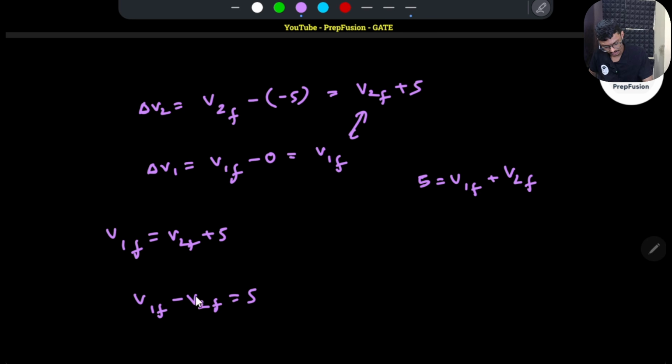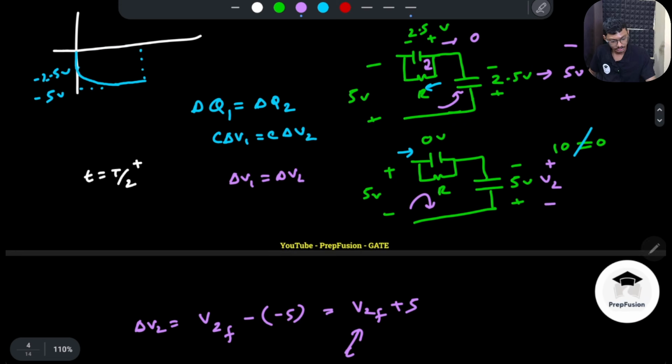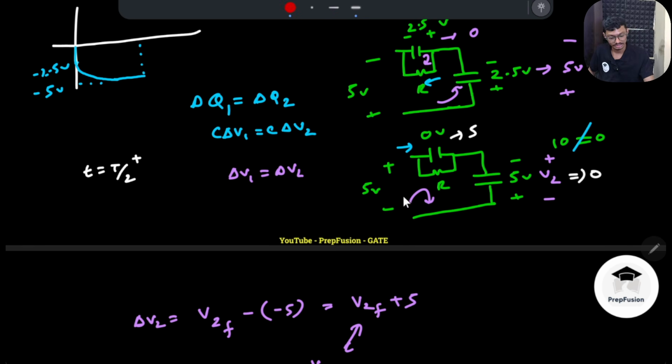Now I can add these two equations. If I add these two equations, I get 2V1F equals 10. So V1F becomes 5 and V2F becomes 0. So this output voltage at t equals 0 plus will become 0, and this will become 5. This will be instantly charged to 5, and it makes sense because the same impulse current is flowing. Both of them have to be charged by the same amount, and KVL has to be satisfied. All these three things have to be satisfied at the same time.